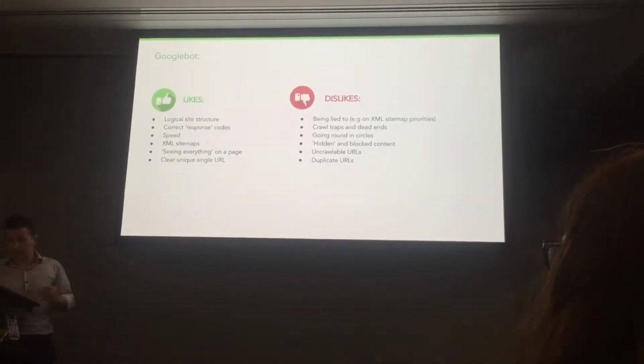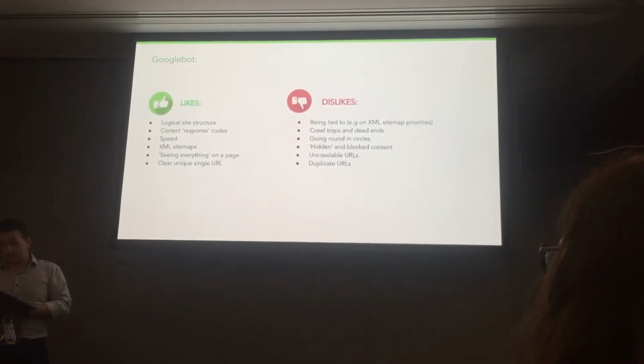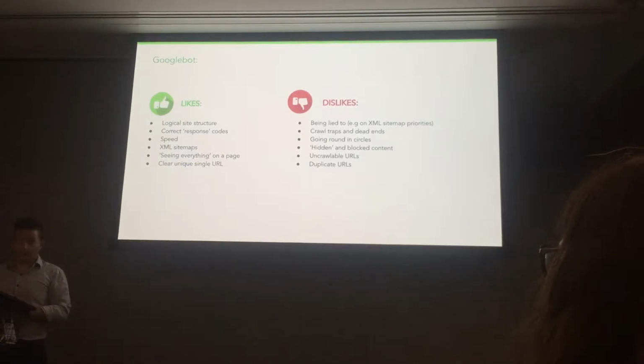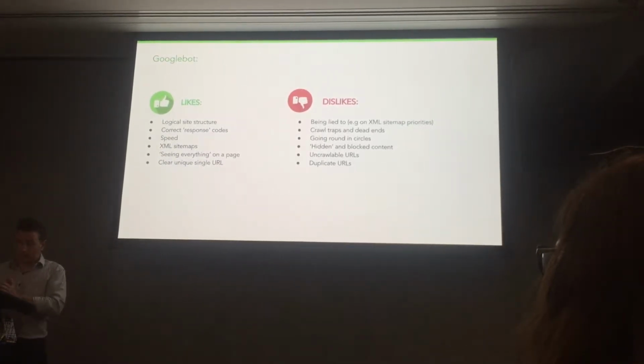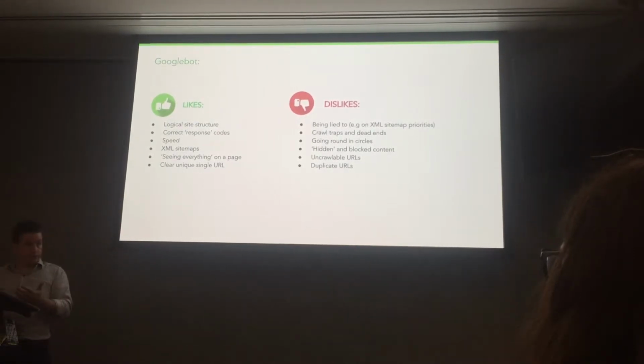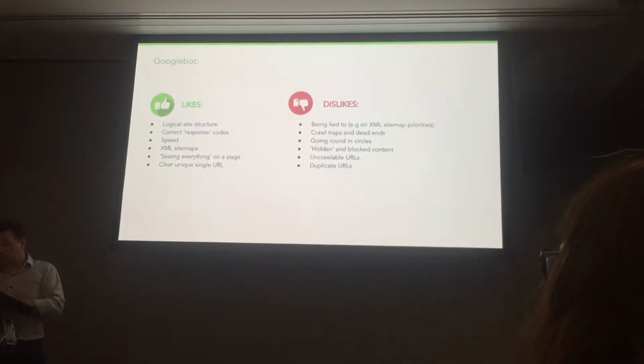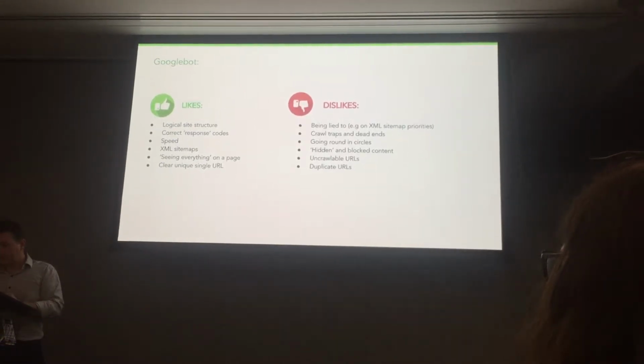So the way search crawlers work is they like a logical site structure. It has to give a correct response code of 200 OK. A fast loading page means they get to crawl more pages during their crawl session. They love using XML sitemaps to find new content. They like seeing everything on the page, and they want one clear URL, not multiple URLs with the same content.